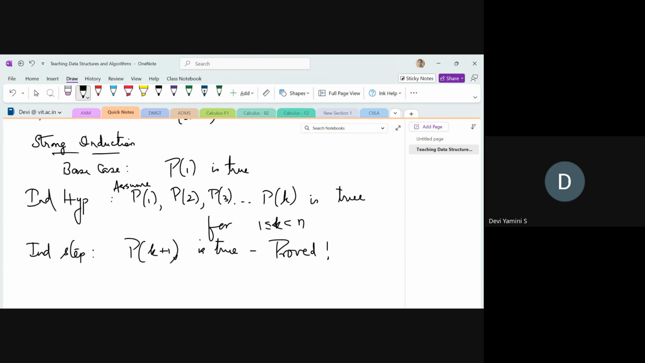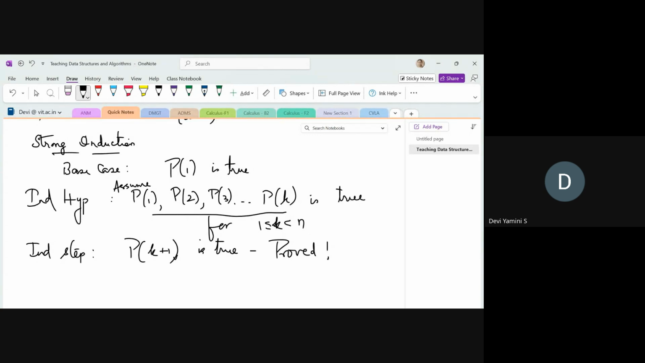So the base case is P of 1 is true. Induction hypothesis, you assume all these to be true. But in case of the previous methodology, you only assume P of k to be true for some k which lies between 1 and n. And we prove that P of k plus 1 is true. In strong induction, we assume more strong conditions. That is why we call it a strong induction.